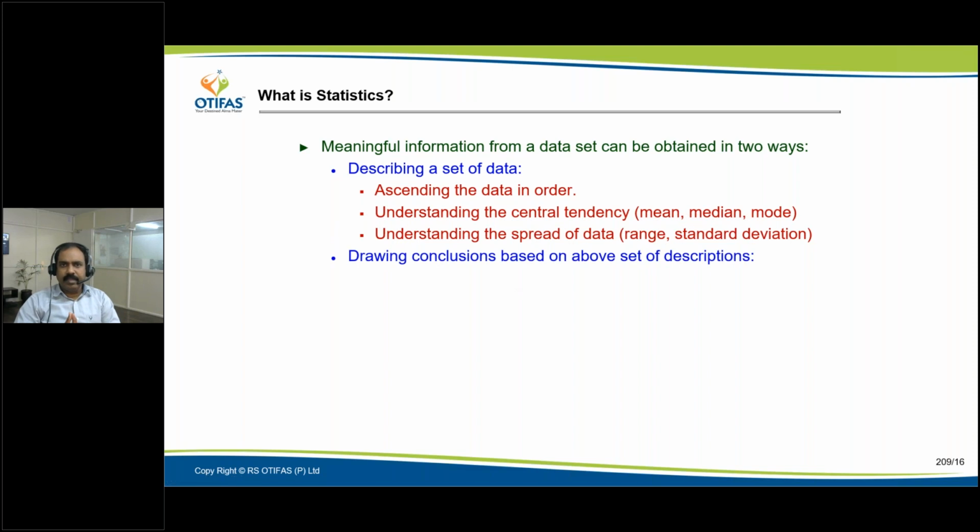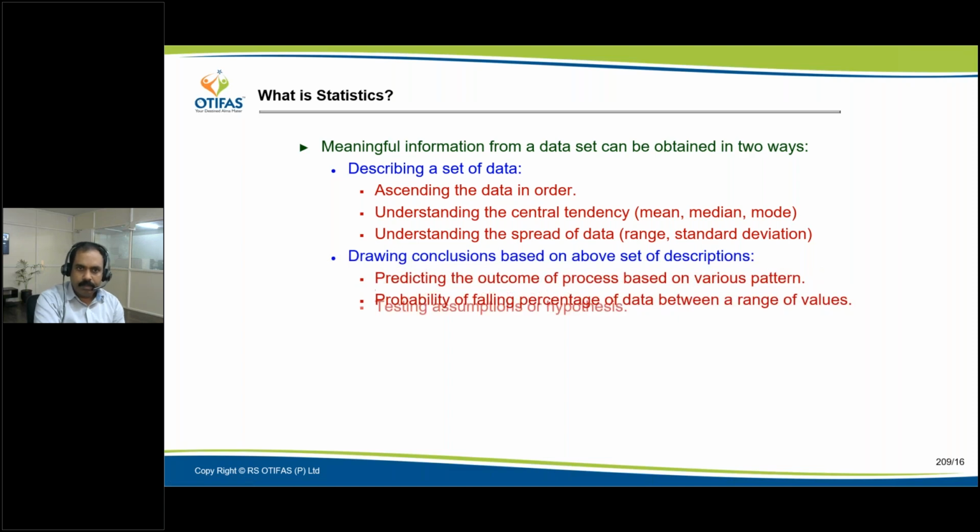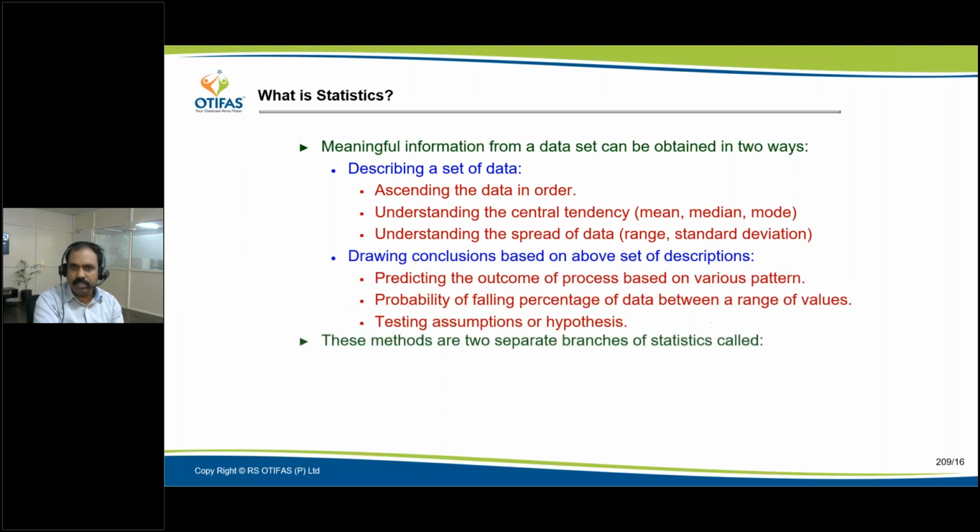Now, the second way of getting meaningful information is drawing conclusion based on the above said description. See, very, very important. You cannot infer or draw conclusion unless you have described a data set. So this is very important in statistics. If you want to infer or draw conclusion, then you have to describe the data first. Then when you're describing a data, what does it mean? You are understanding the mean and the standard deviation of a data. Okay. So predicting the outcome, probability of failing percentage, testing assumptions, hypothesis, all these methods are called drawing conclusion methods.